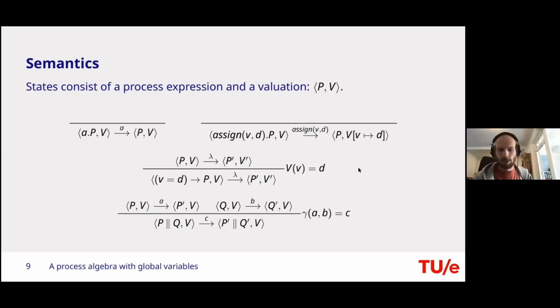And to quickly go back to communication, we have this ACP style communication function. So we can define a communication, for example, A and B map to C. And if two parallel components can do an A and a B, then you can actually do a C. And these A, B, and C's are not allowed to be assign actions, because it'd be kind of weird to have two assign actions that communicate to something else. Would be unclear what the semantics of that would be.